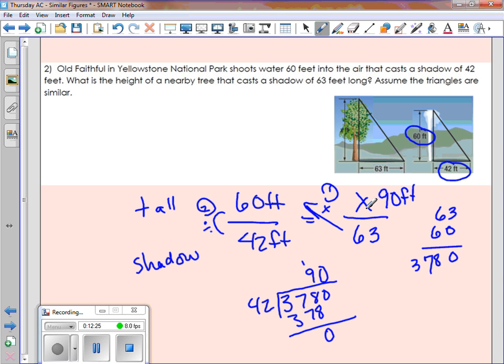It wouldn't make sense to have a tree that's 9 feet tall with a shadow of 63 feet long, especially when we know that the height of the geyser is more than its shadow. So the height of the tree has to be more than its shadow as well. Okay.